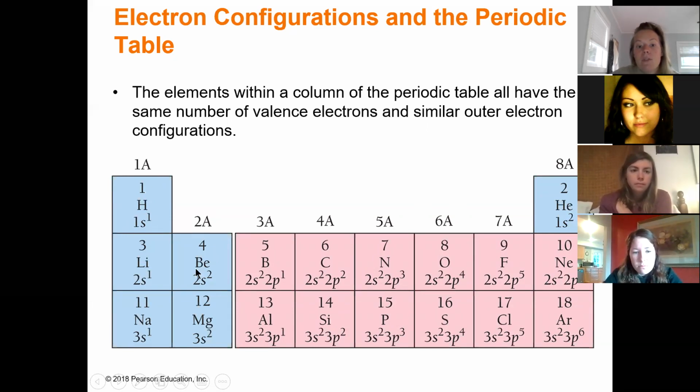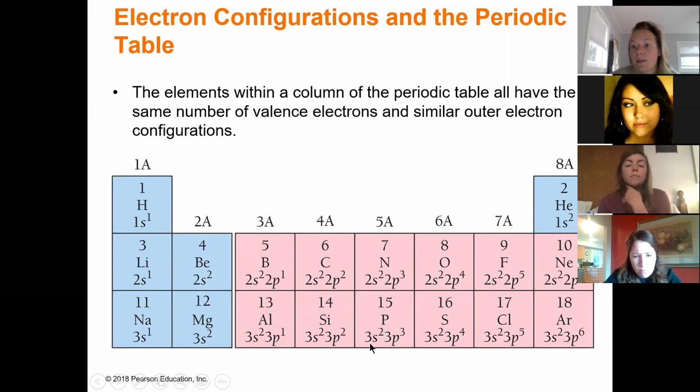If we go into column 2, we can see there are 2 valence electrons in that outermost shell. That's why we get 1, 2. Let's skip a couple of columns, 3, 4, and go to 5, where nitrogen and phosphorus are. They all have an outer electron configuration that's very similar.